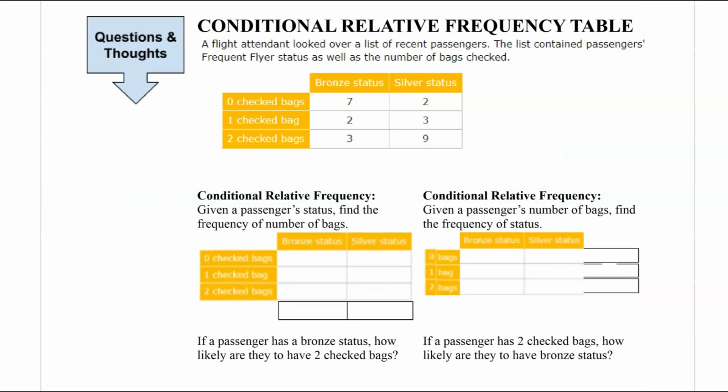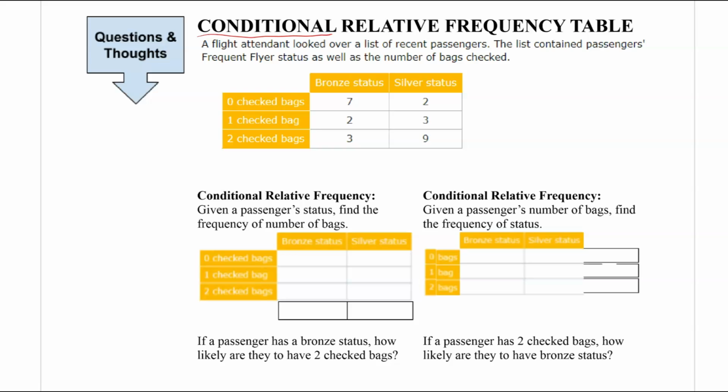Turn the page over, and in the next example, let's add another word to this frequency table. This time we have a conditional relative frequency table. So it's still going to be relative. We're going to be dividing. We're going to be comparing to the total. But this time, one of the conditions is known.